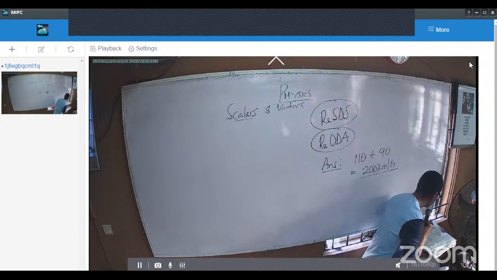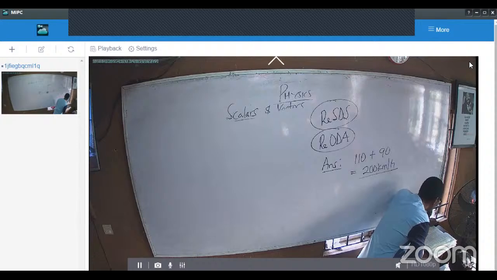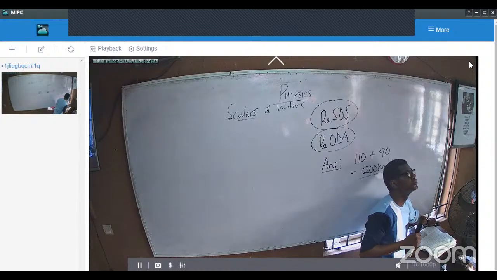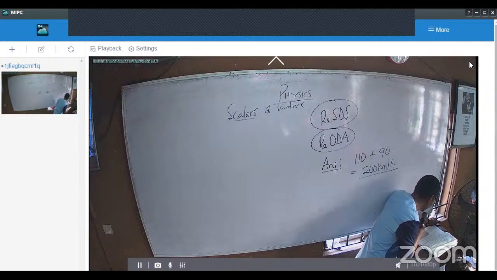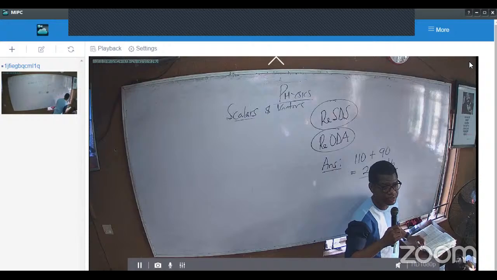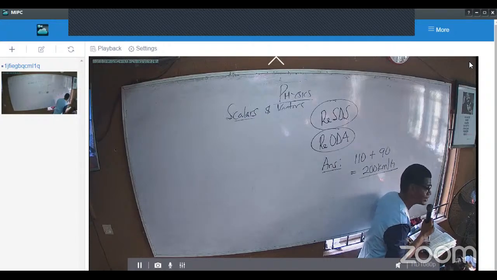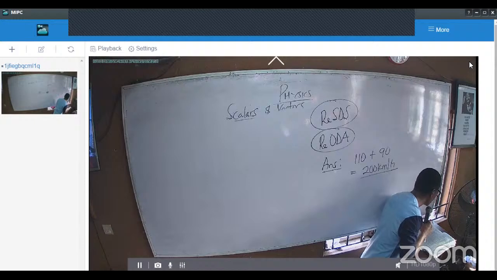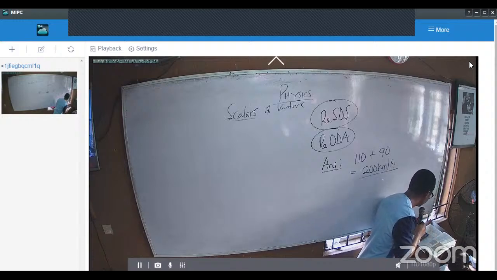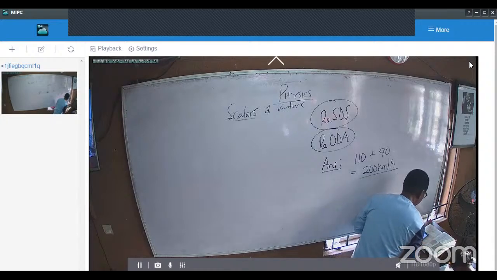Question number 10 here. Two forces of magnitude 3 Newton and 5 Newton are inclined at an angle of 60 degrees to one another. First stop. Find their resultant force.